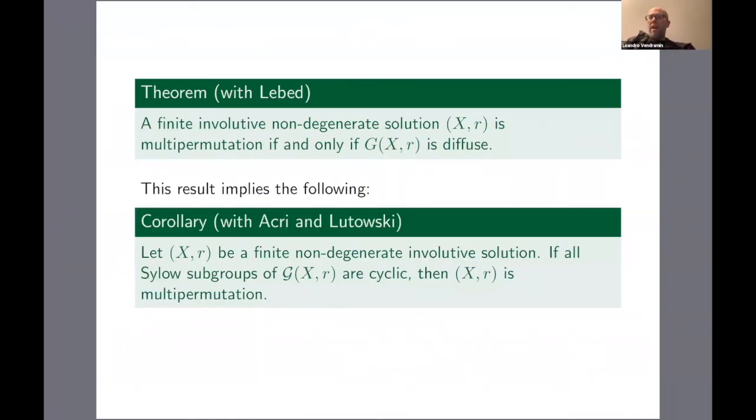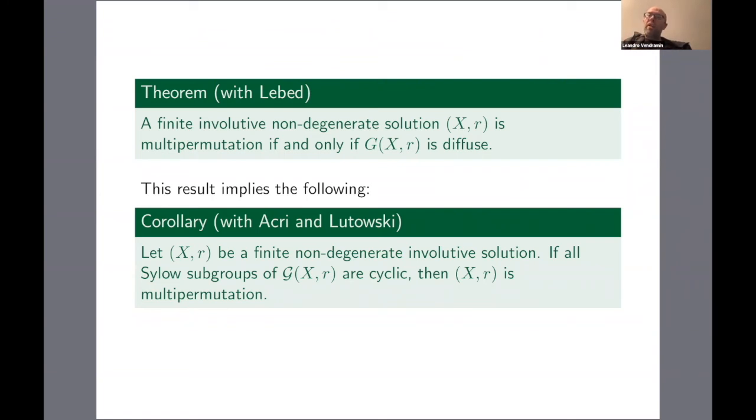With Victoria Lebed, we found a new characterization of multi-permutation solutions using diffuse groups. I will not give you the definition of diffuse groups, but I will explain how they appear, which I think is even more interesting because the definition is quite technical, but not the idea behind it. The theorem that we proved with Victoria is that if you have a finite involutive non-degenerate solution, then this solution is going to be multi-permutation if and only if the structure group is diffuse.